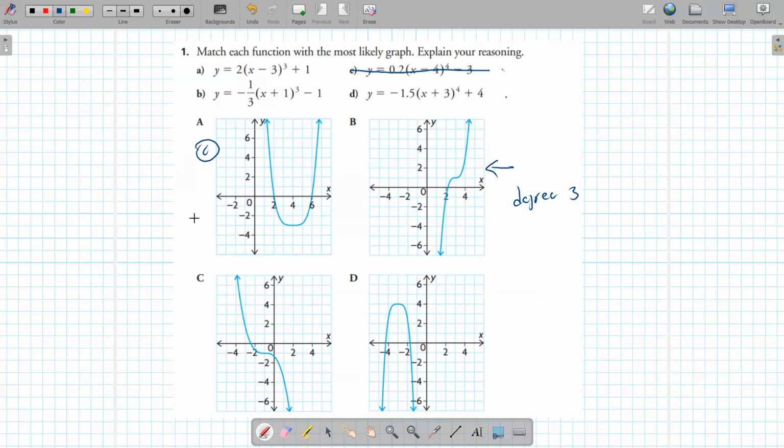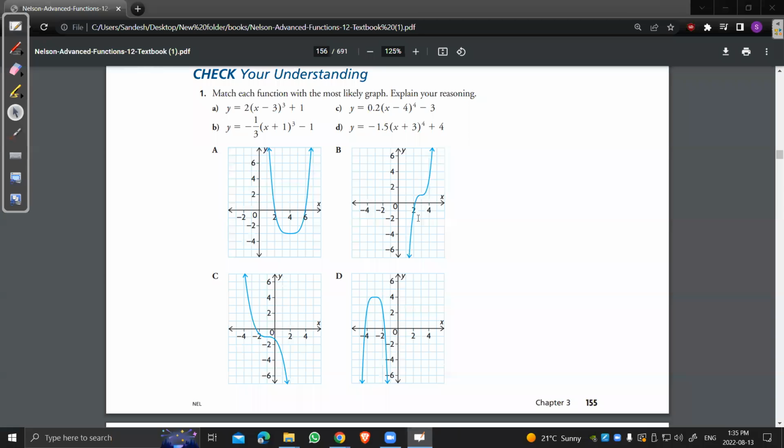Is it A or B? It's A. It has to be A, right? Because it's not flipped, and that's as easy as that one. So C must be B because this one's odd degree, right? That means D must be D. Negative degree 4, okay?